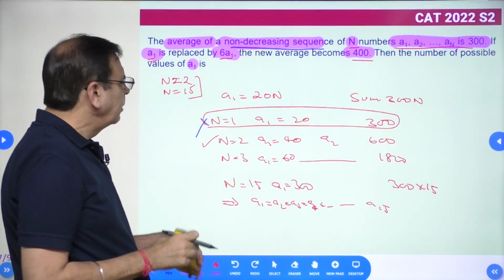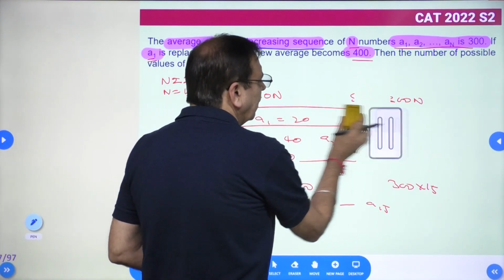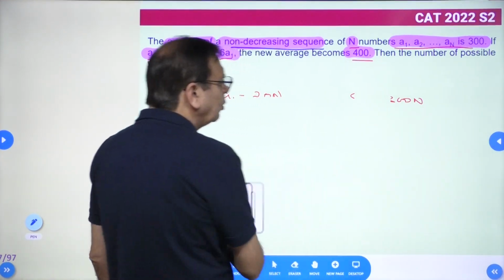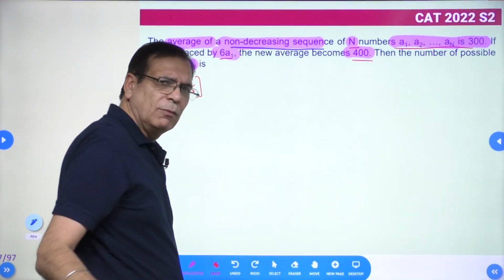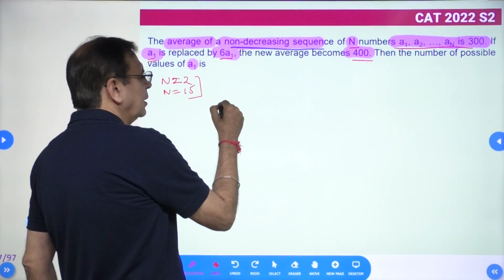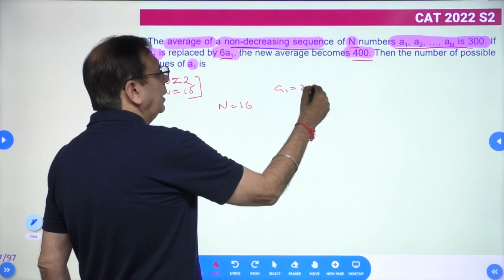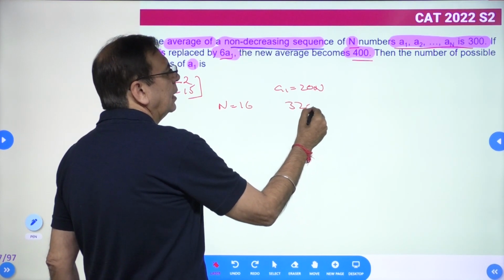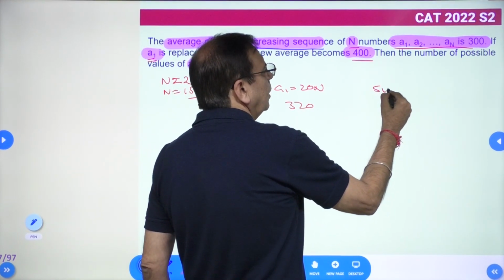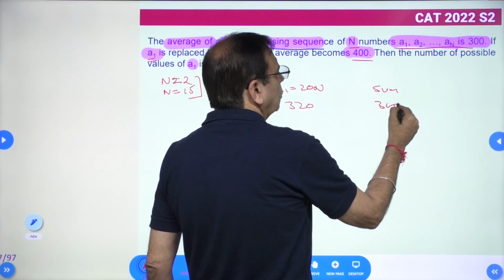Okay. I'm sure किसी के तुम में से कुछ के दिमाग में डाउट आएगा, but n16 क्यों नहीं हो सकता? बिल्कुल चेक कर लेते हैं. We'll check. If n is 16, what does that mean? A1 was 20 into n, so 320. And we know the sum has to be 300 into 16.